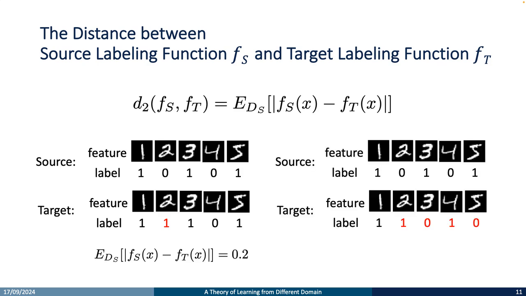In another example, the labeling function in the target domain labels numbers with integer square roots as 1. The distance function d2 performs the same operations. Here, 4 labels are highlighted in red, resulting in a distance of 0.8, which is greater than the 0.2 in the previous example. This explains how the distance between labeling functions is quantified.